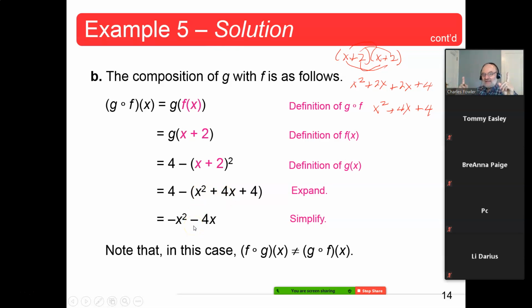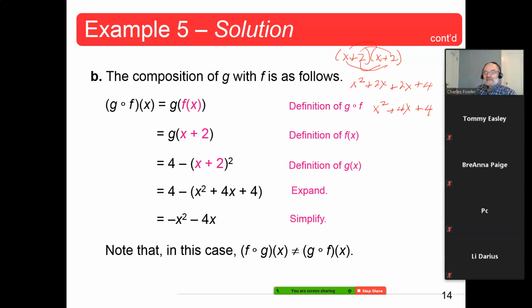Note in this case, and I will say in most cases, f of g of x is not going to equal g of f of x. Just not going to happen. There are a few cases that will happen. Those are special cases that we're going to be paying attention to a little bit later.